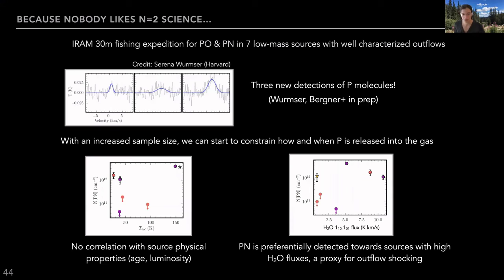The only trend that we've been able to identify so far is that we seem to detect phosphorus preferentially towards sources that have high water fluxes, which is a proxy for outflow shocking. So again, this is matching our expectations that something about the outflow shock is really driving the release of phosphorus into the gas so that we may observe it.